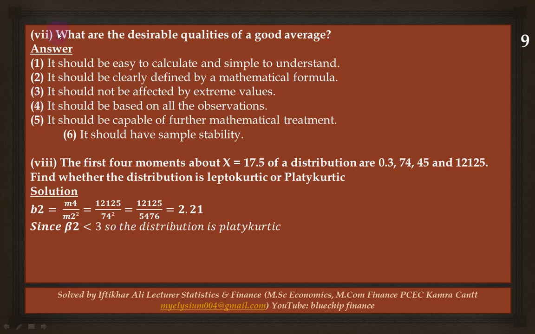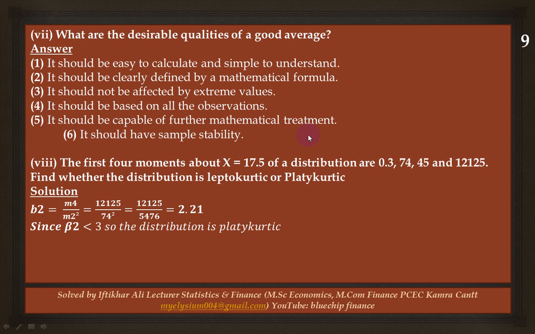Question number 7. What are the desirable qualities of a good average? It should be easy to calculate. It should be clearly defined by a mathematical formula. It should not be affected by extreme values. It should be based on all the observations. It should be capable of further mathematical treatment, and it should have sampling stability.